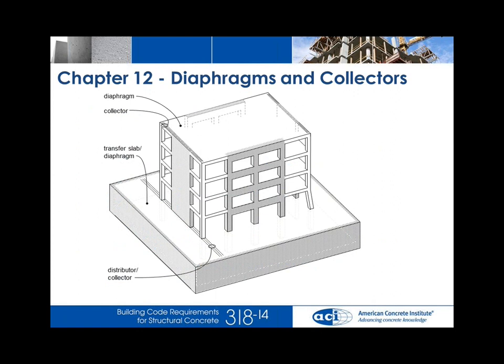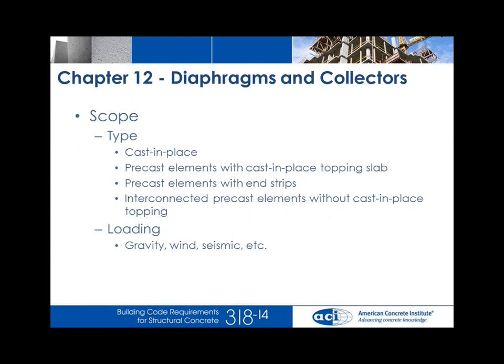The diaphragm chapter is set up just like all the other member chapters. Has all the same headings, but the requirements are here specific to the diaphragm. The first part of this chapter introduces the scope and notes that this chapter covers cast-in-place diaphragms, precast diaphragms with cast-in-place topping slab, precast elements with end strips, and then interconnected precast elements without cast-in-place toppings. So those are the types that are specifically covered within the chapter.